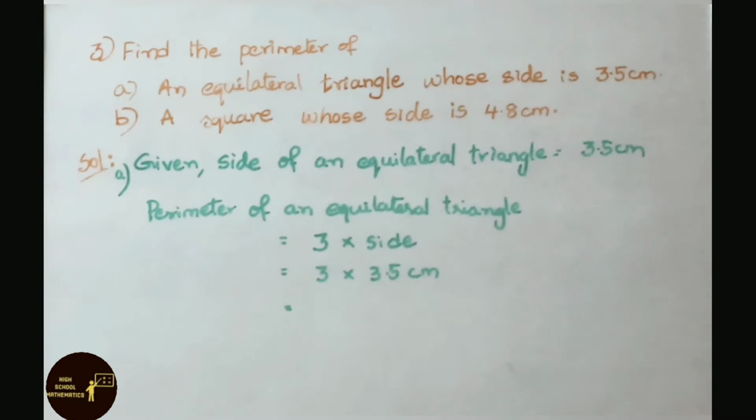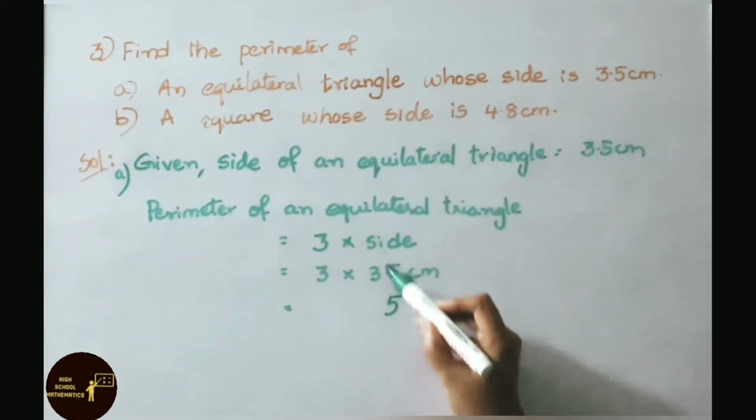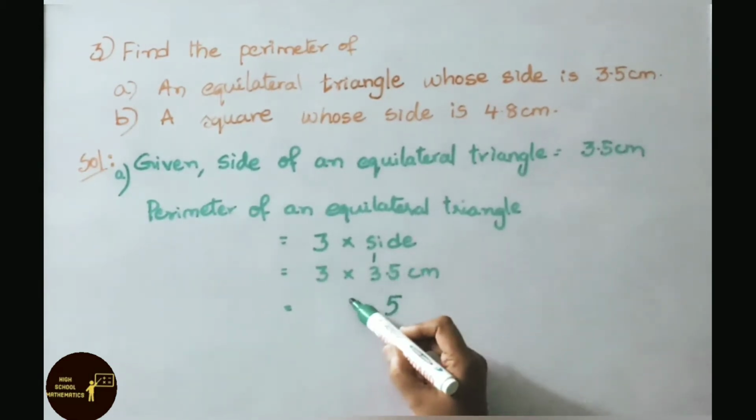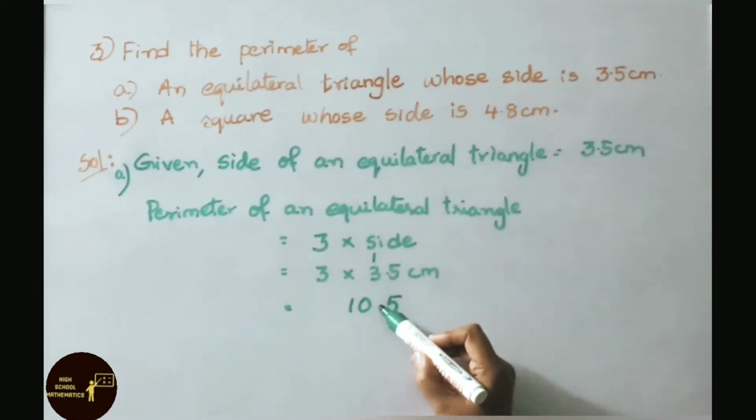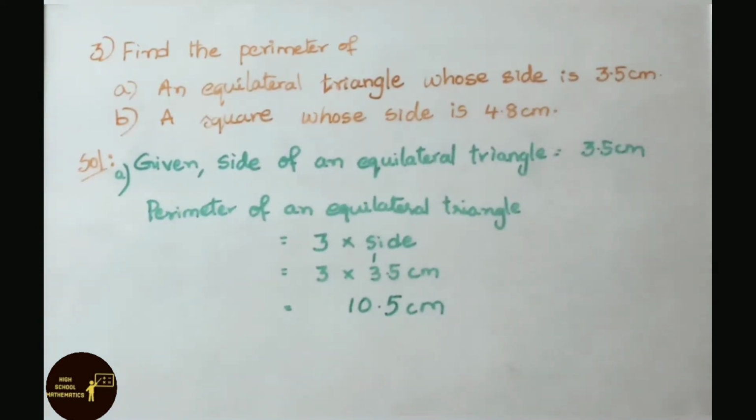centimeter. Now let us multiply 3 into 3.5. 3 5s are 15, so 5 carry 1. 3 3s are 9 plus 1, 10. Keep the decimal point here. So the answer is 10.5 centimeter.